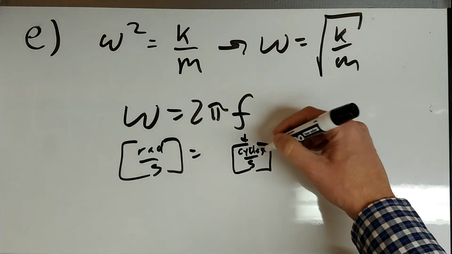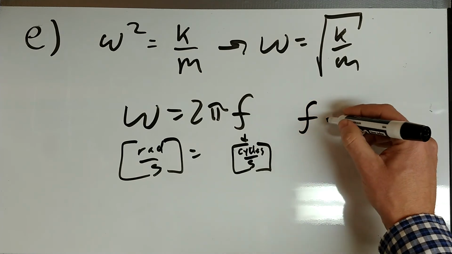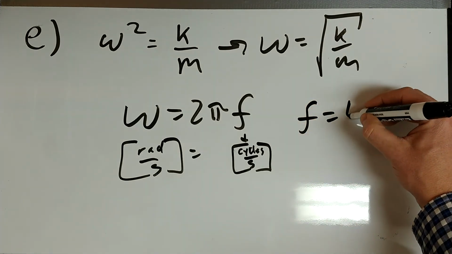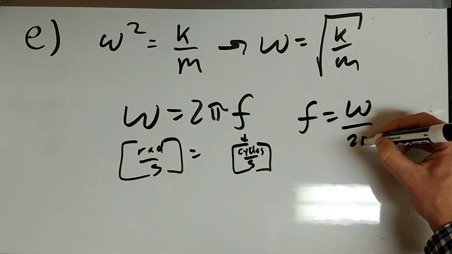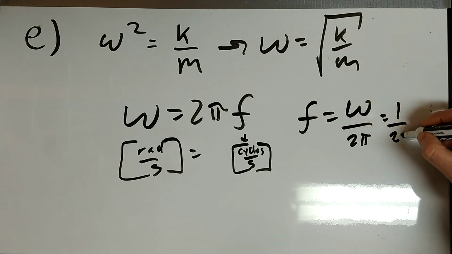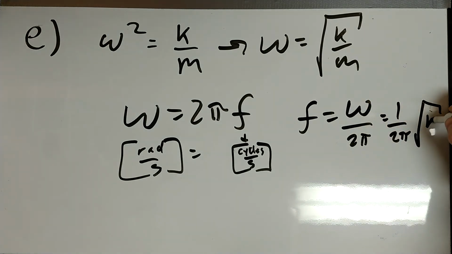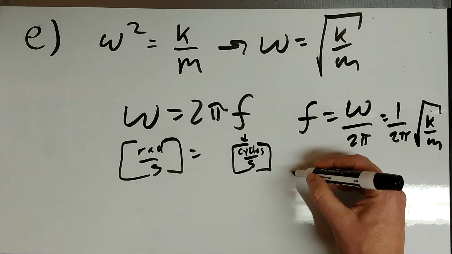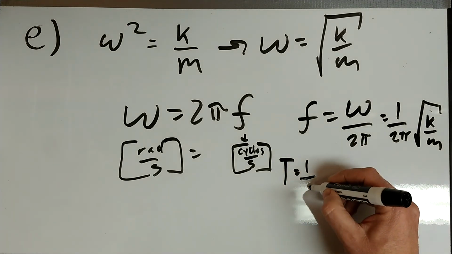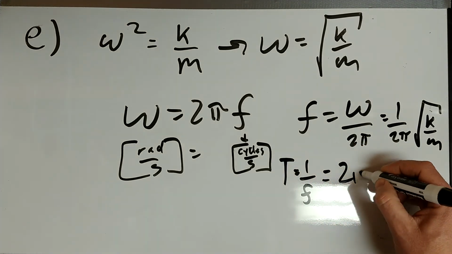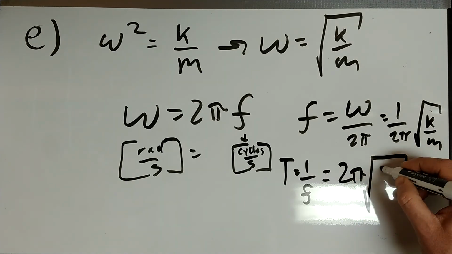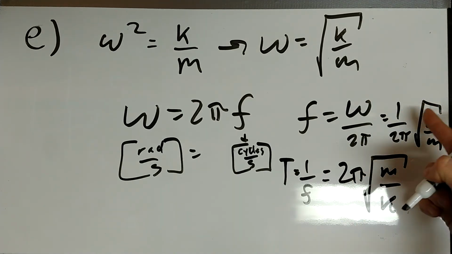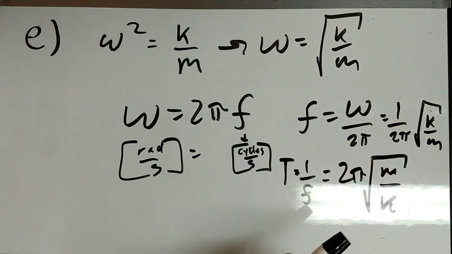So if you want to rearrange it, you can say the frequency of oscillation is simply omega over 2 pi. So in this case, it's 1 over 2 pi times radical k over m. The period is the inverse of frequency, so that's got to be 2 pi times radical m over k. I'm just inverting that whole thing. Okay, and that's it for that one.